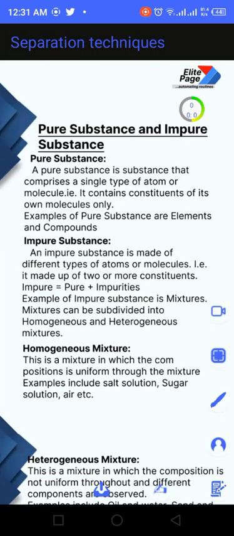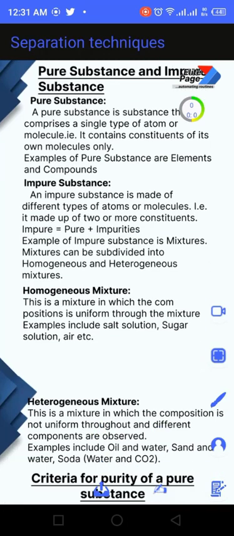What's the next one? Impure substance. An impure substance is made up of different types of atoms or molecules. That is, it is made up of two or more constituents. A formula that shows the relationship between the impure substance, pure substance, and an impurity: an impure substance equals pure substance plus impurity. So what makes a pure substance impure is the presence of impurity. An example of impure substance is mixture.